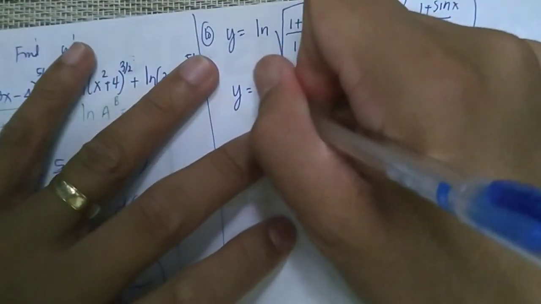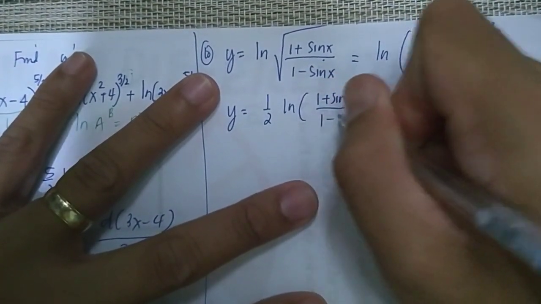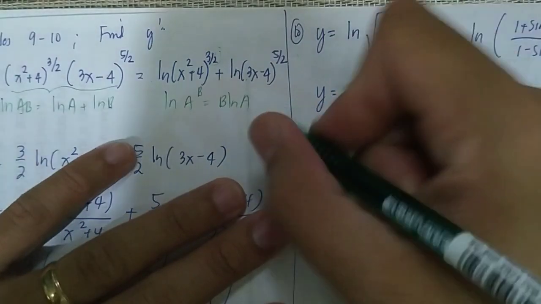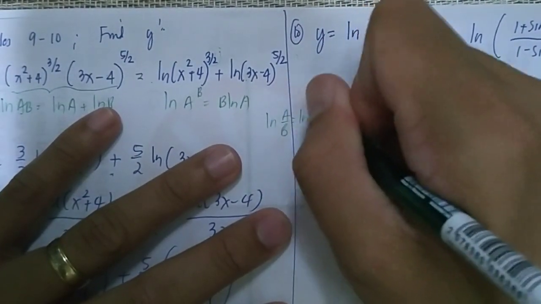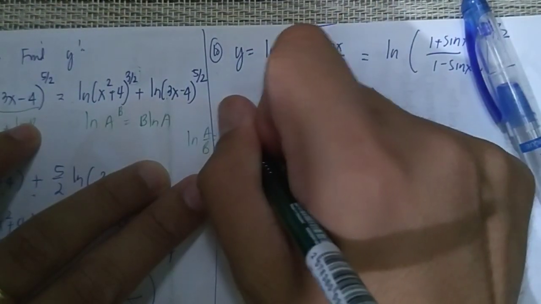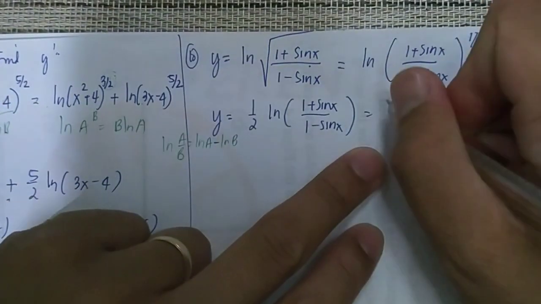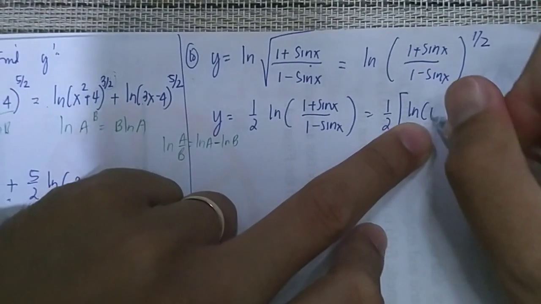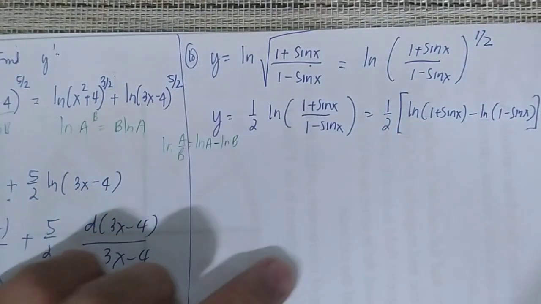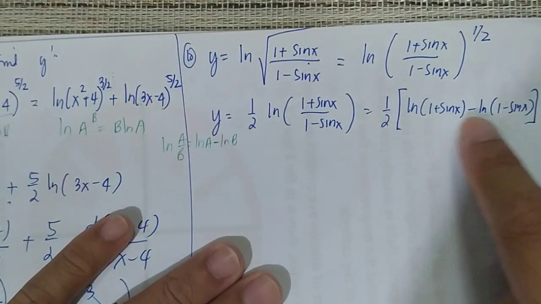So, your y is equal to 1/2 ln of 1 plus sine x over 1 minus sine x. Now, what we will use is the quotient rule: ln a over b is ln a minus ln b. So, this gives you 1/2 times the quantity ln of 1 plus sine x minus ln of 1 minus sine x.